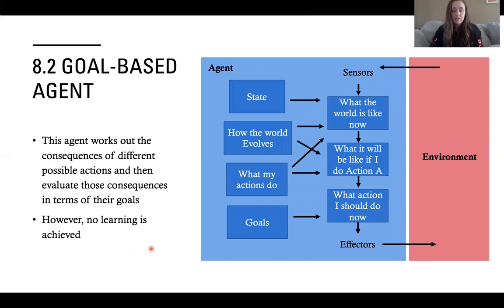The second type of agent is called a goal-based agent. So as you can see over here at this diagram, it's a little bit more complex than the simple reflex agent. So instead of just being an input-output system, this agent is all based on consequences of the different actions that the system could make and how those actions correlate to the goals. So what will it be like if I do action A or action B? What do my actions do? Is it going to get me to my goal? However, with this system, there's no learning, which is a disadvantage.